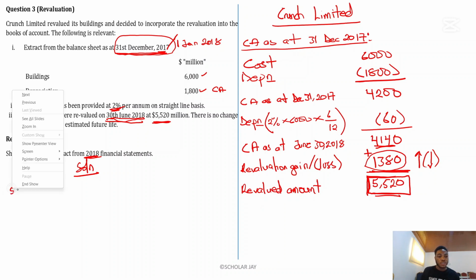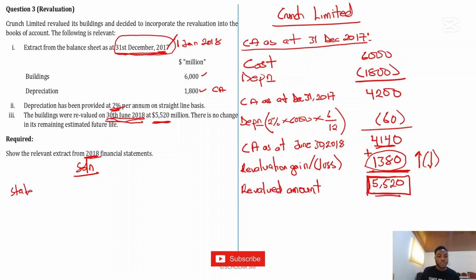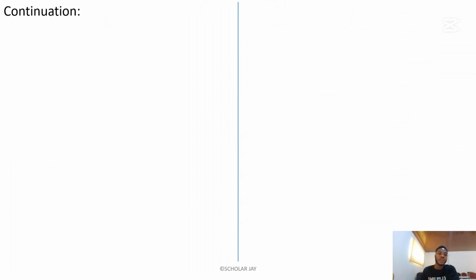So statement of profit or loss account. But before that, they said we should show the relevant extract for the 2018 financial statements. What it means is that for the whole of the period, is that not it? So we are not yet done.